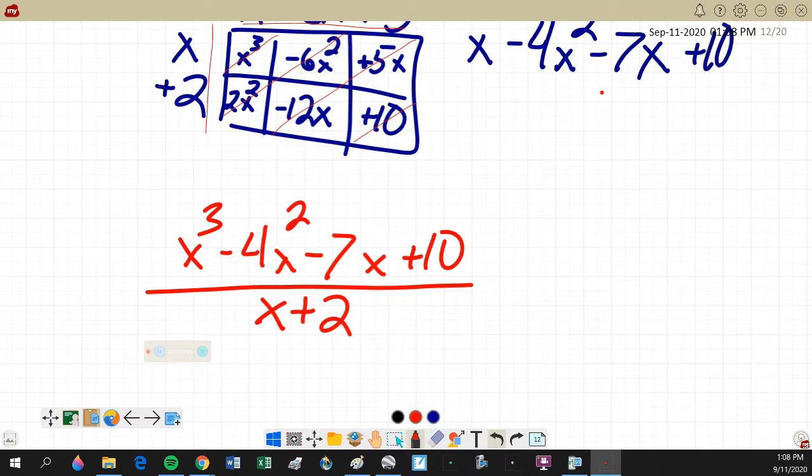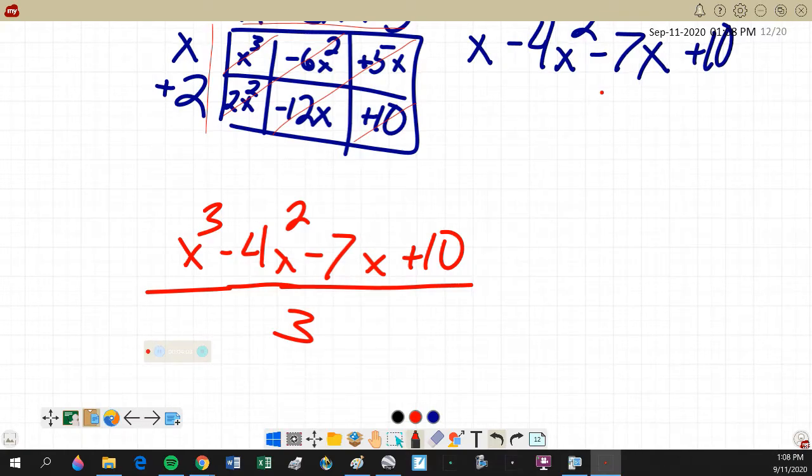Well, if this was divide by 3, then I would just divide each individual piece by 3. But I am dividing by x plus 2, which are counted as their own factor. Okay? We are going to use the box and go backwards. Now, there is a way using long division that you can do it, but it's so easy to make a mistake, and it's so easy to miss something. But the box doesn't allow you to forget anything.